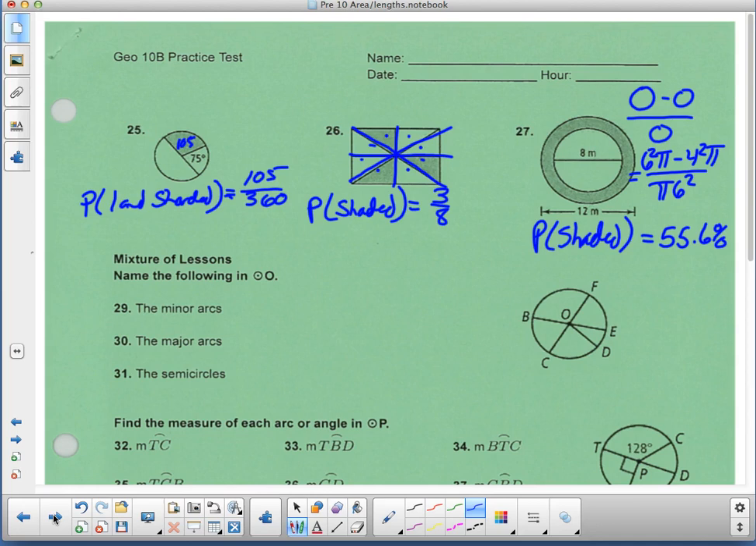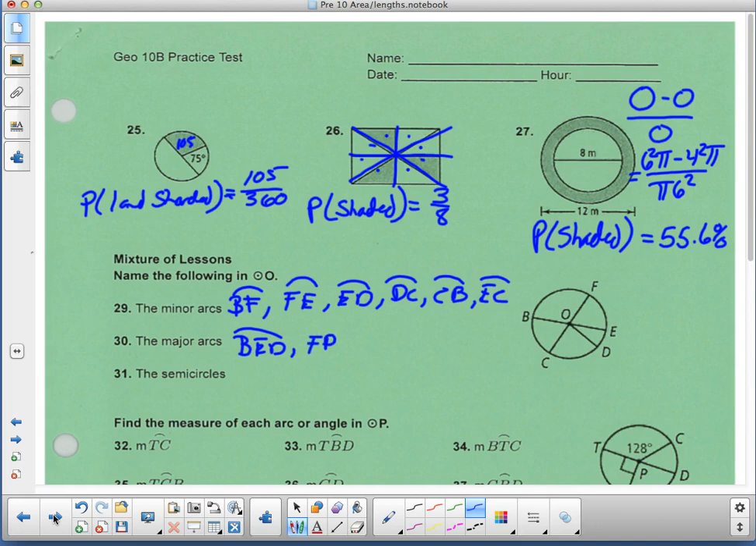Okay, arcs in this next one. I've got arc BF, minor arc. Minor arcs are named with 2 letters. Major arcs are named by 3 letters. So I go over here. Remember, I start at one, I end at the last one, and I go by way of the middle when I'm thinking about these major arcs. That's a D.